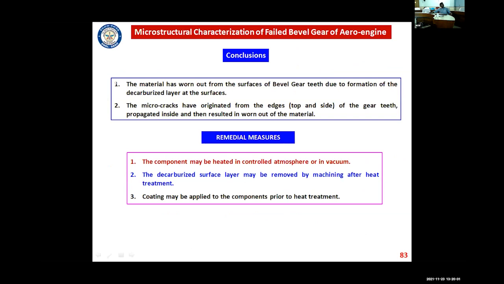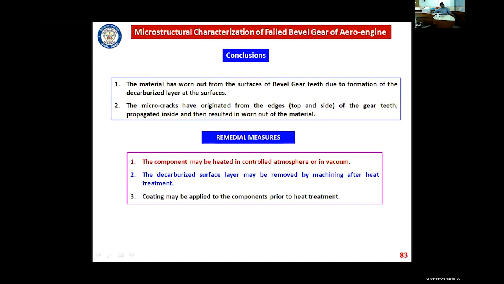The material has worn out from the surface of the bevel gear teeth due to formation of the decarb layer at the surfaces, and the micro cracks have originated from the top and side edges of the gear teeth and propagated inside, and then resulted in the wearing out of the material. As I mentioned, we find the cause for the failure, and we also give the remedial measures, to minimize such kind of failure in the future.